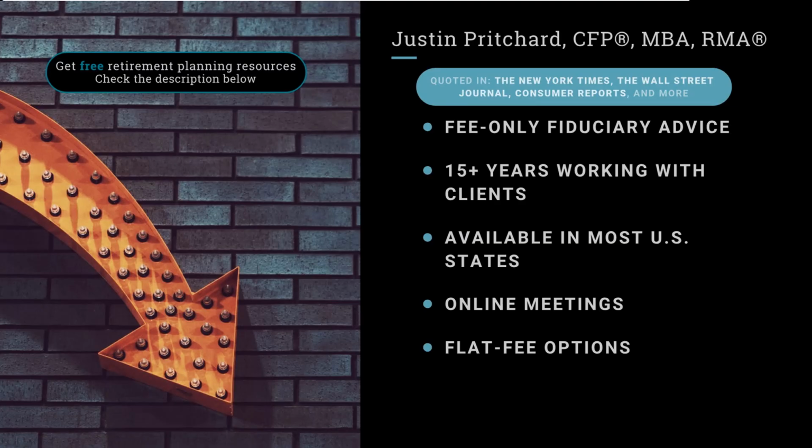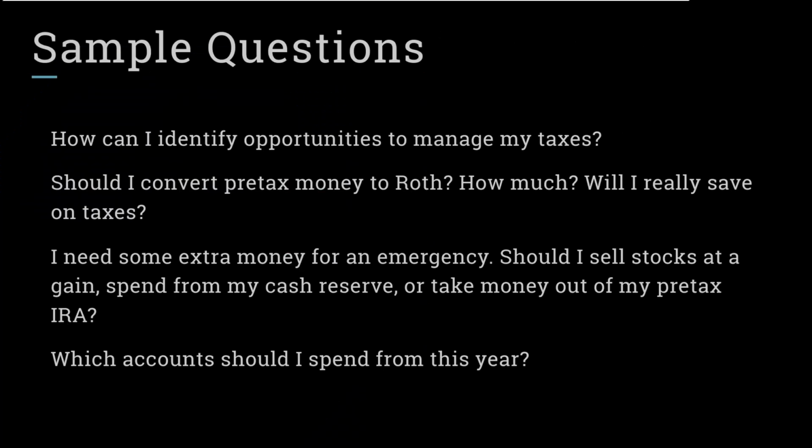Some basic questions that this can help you answer are, number one, I need some extra money this year for spending or an emergency. So should I sell some stocks at a gain? Should I spend from my cash reserve? Or should I take that money out of my pre-tax IRA? Number two, maybe you want to know if you should convert money to Roth this year and pay some taxes now, and maybe how much exactly should you convert? A third example is, in general, you just want to know how can you pay taxes at relatively low rates? What are some opportunities that you might be able to take advantage of?